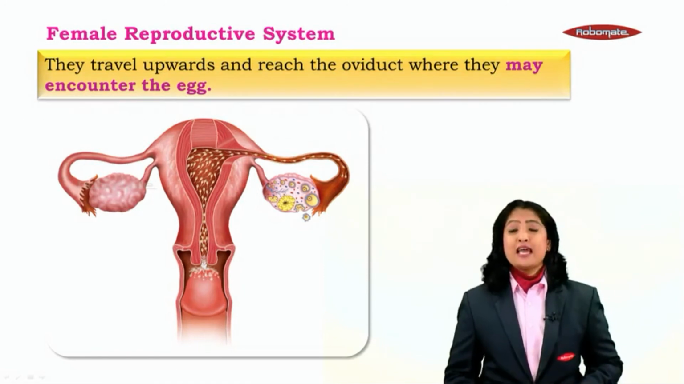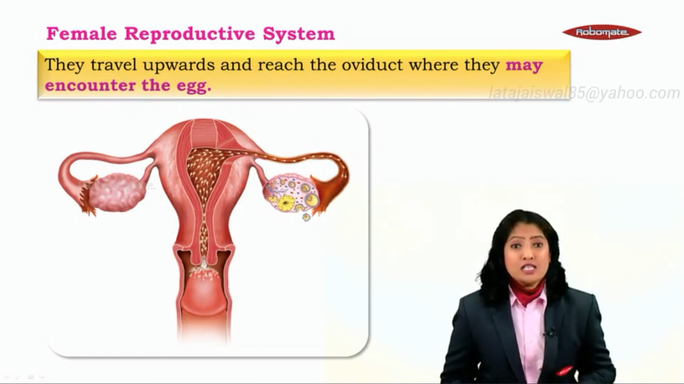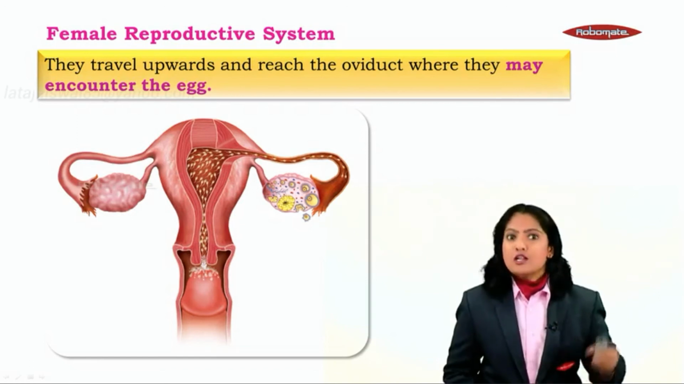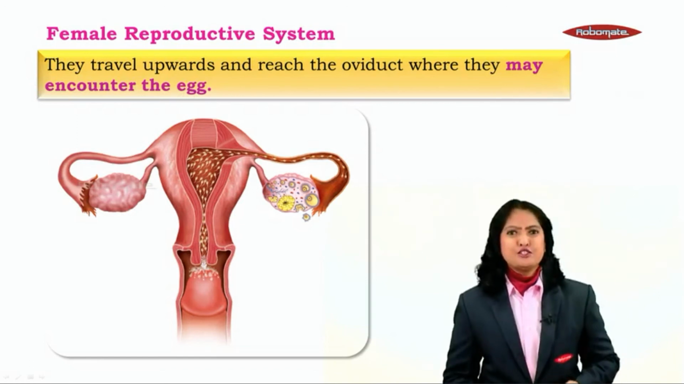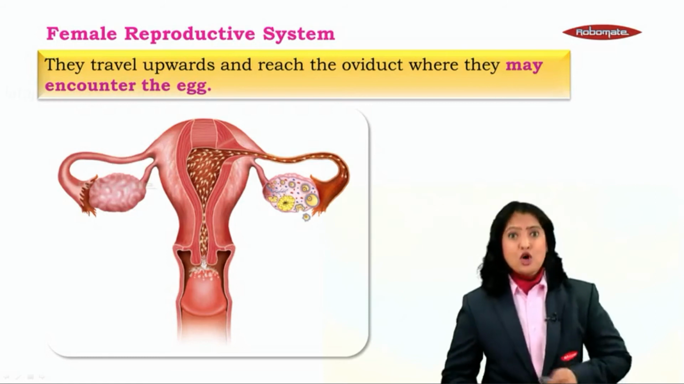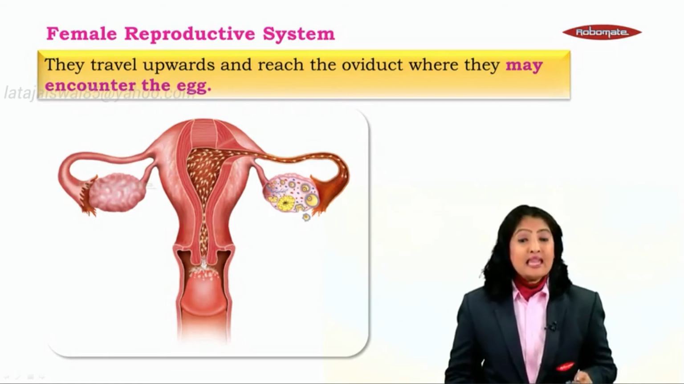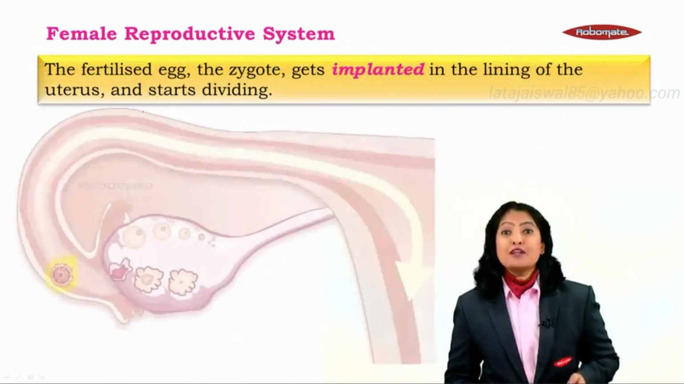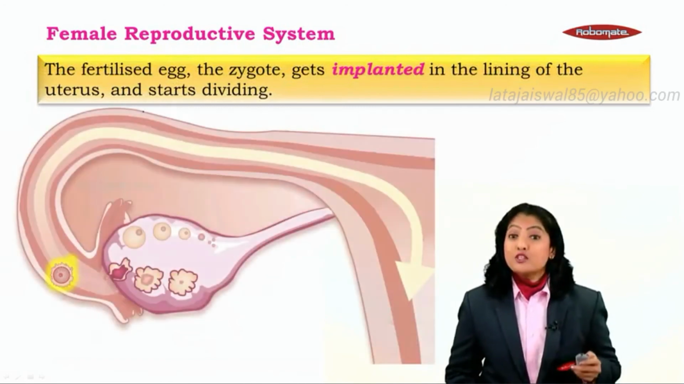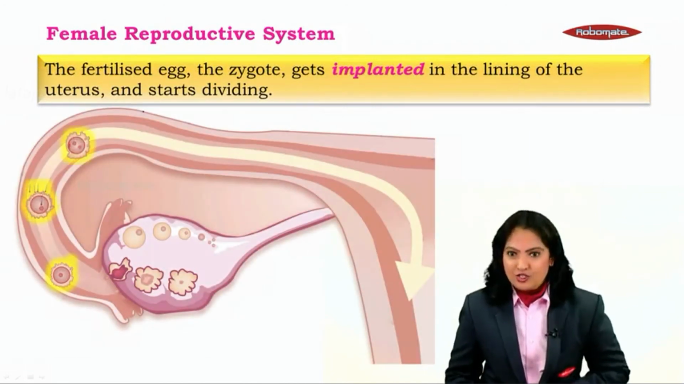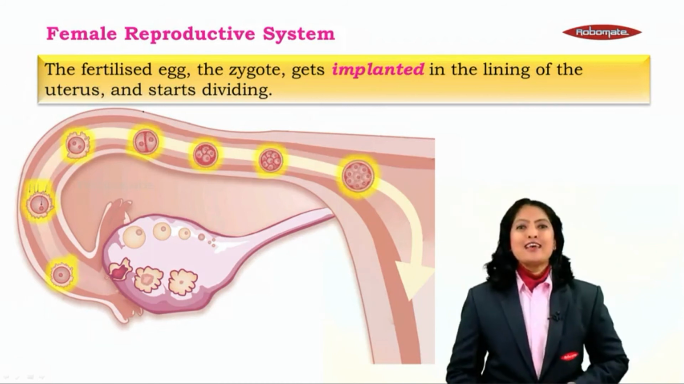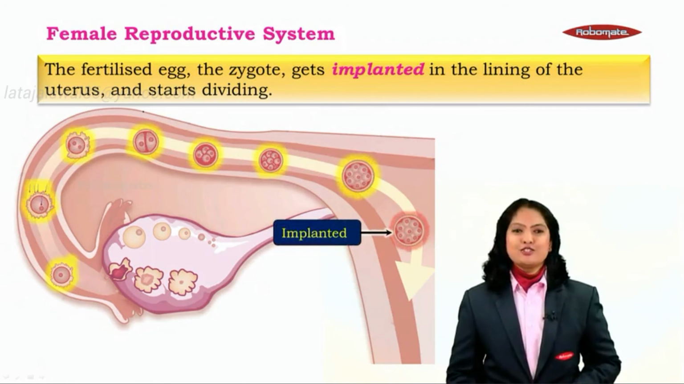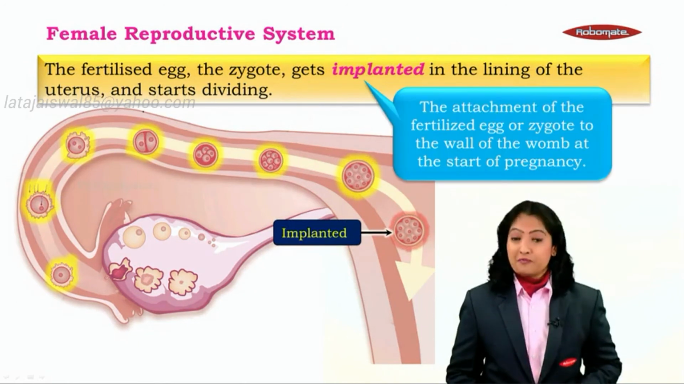What happens? They travel upwards and reach the oviduct. The sperms travel across the uterus, move upwards, reach the oviduct, where they may encounter the egg cell. Now, the fertilized egg, which is also called as the zygote, gets implanted. It gets fixed into the lining of the uterus and starts dividing.